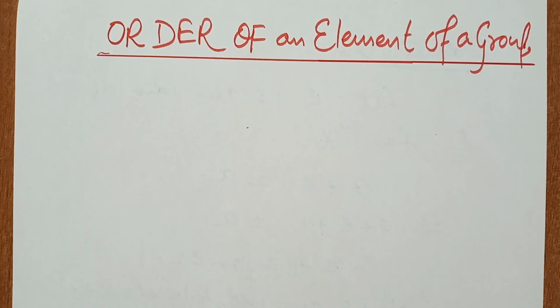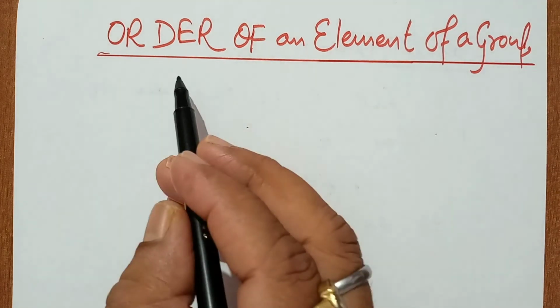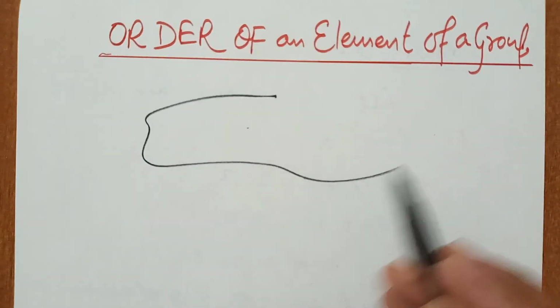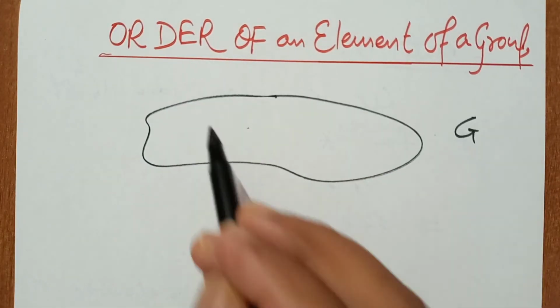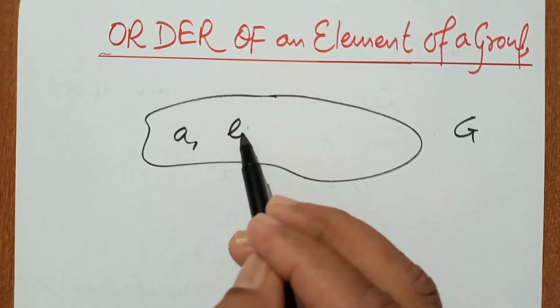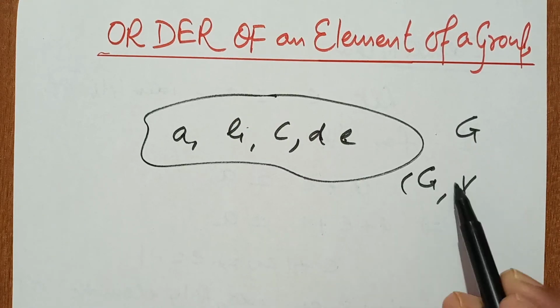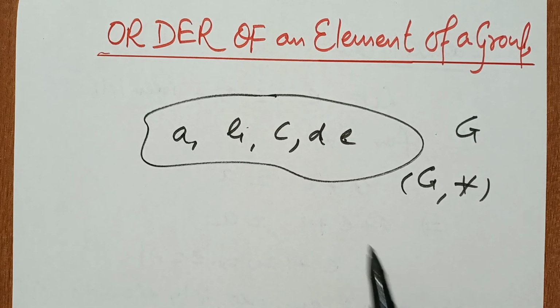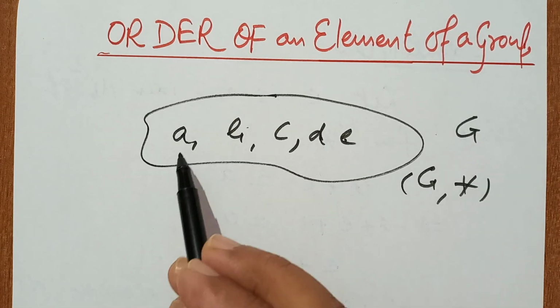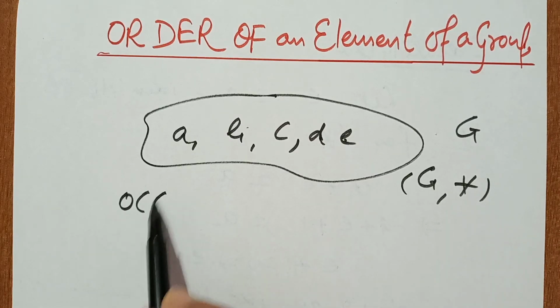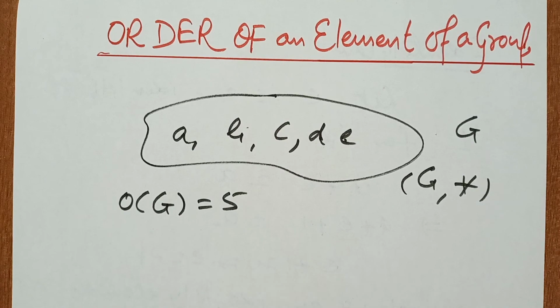Order of an element of a group. I am going to define order of an element of a group. As you know, this is a group, meaning this G has elements. Suppose A, B, C, D and E. If G is a group with the given operation star, how many elements are in G? There are 1, 2, 3, 4, 5. So order of G is equal to 5. This is the order of a group.